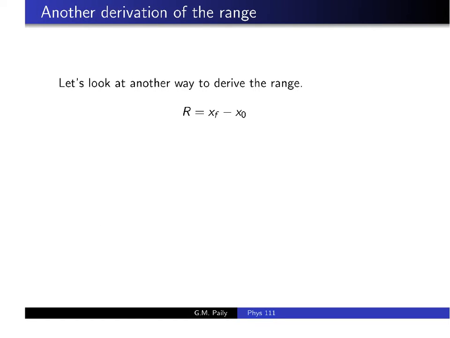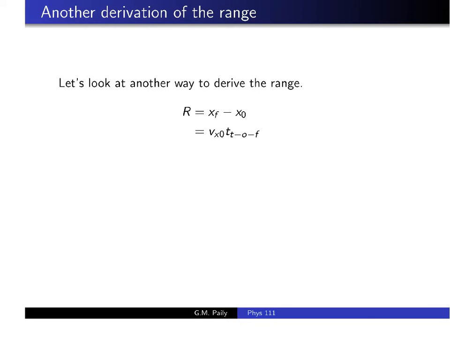Finally, let's look at another way to derive the range, and this is a much more general way. We think of the range as x final minus x naught. However, we know that in the x direction there is no acceleration, and the velocity in the x direction is constant. In that case, the change in x is simply Vx0 times the time of flight. As long as the projectile is moving, as long as it's in the air, it has a constant x velocity, and that determines how far it moves in the x direction.